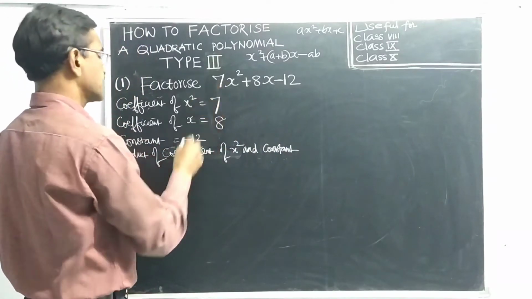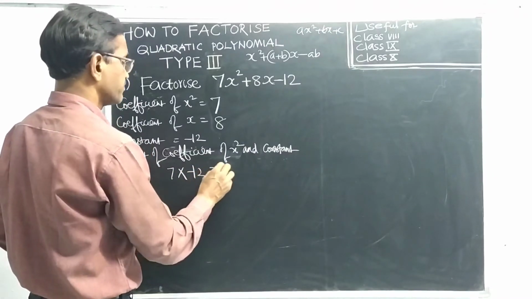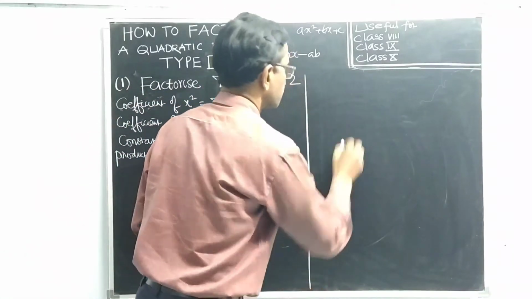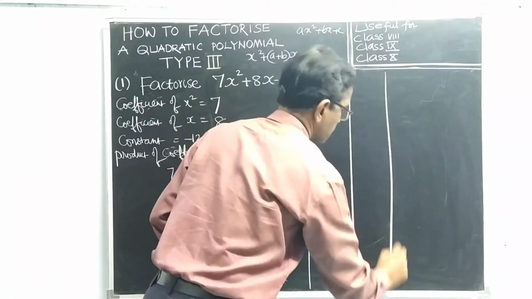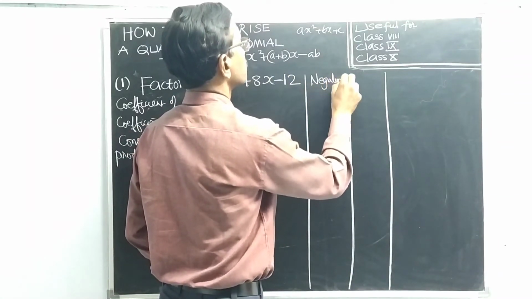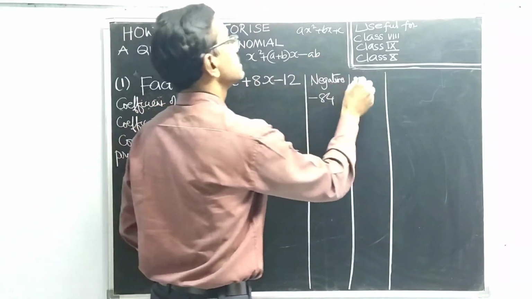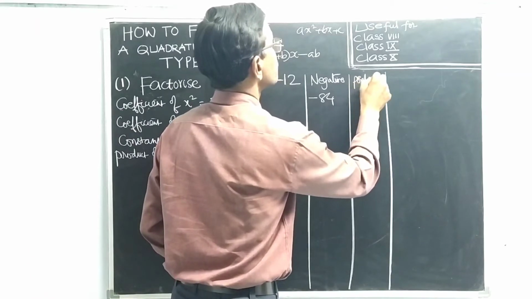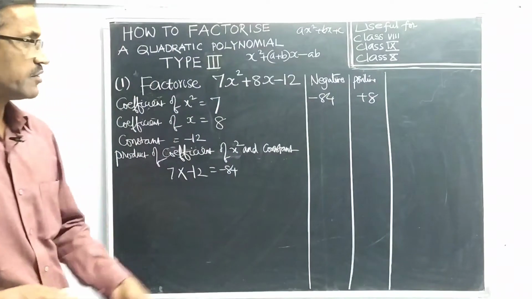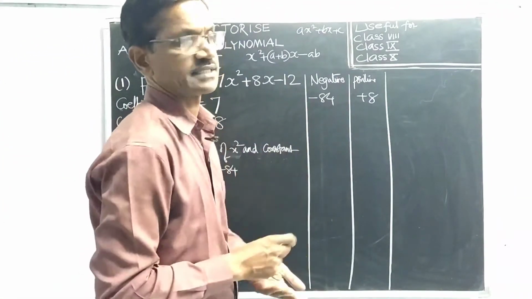Coefficient of x square is 7 and constant is minus 12. We get minus 84. Now let us write here and compare. Negative number, product is negative, minus 84, but here the x coefficient is positive, that is 8. We have to factorize, we have to write the minus 84 as product of two factors.